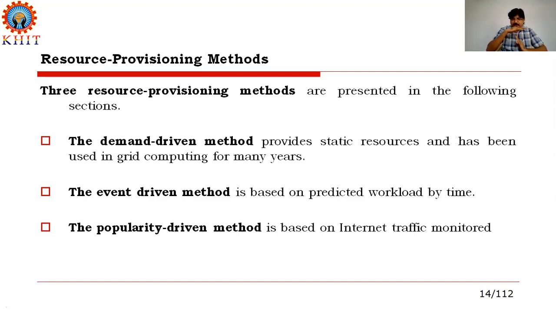Another one is the popularity-driven method. The popularity-driven method is based on the internet traffic monitor. Sometimes the virtual machines are running with huge traffic, sometimes with less traffic, and sometimes with idle traffic. So scalability is one of the important factors for maintaining the popularity-driven method over a period of time. We need to scale down and scale up the resources automatically for maintaining the popularity-driven method over a period of time.